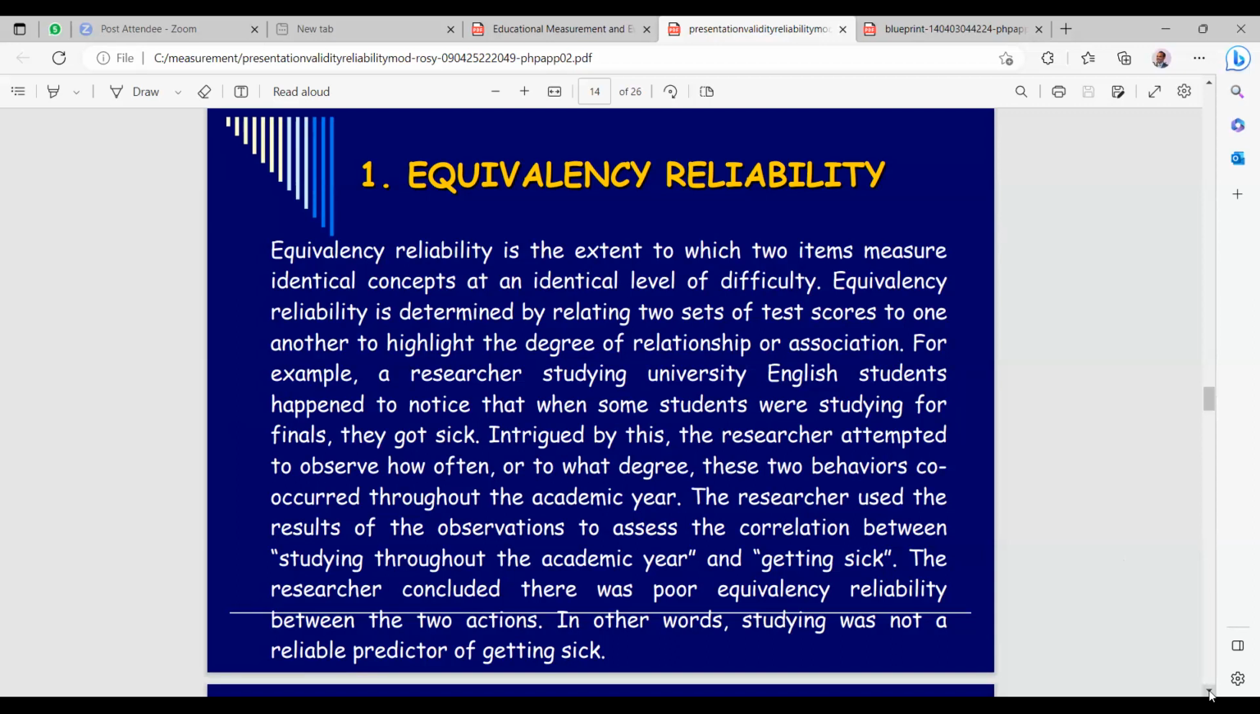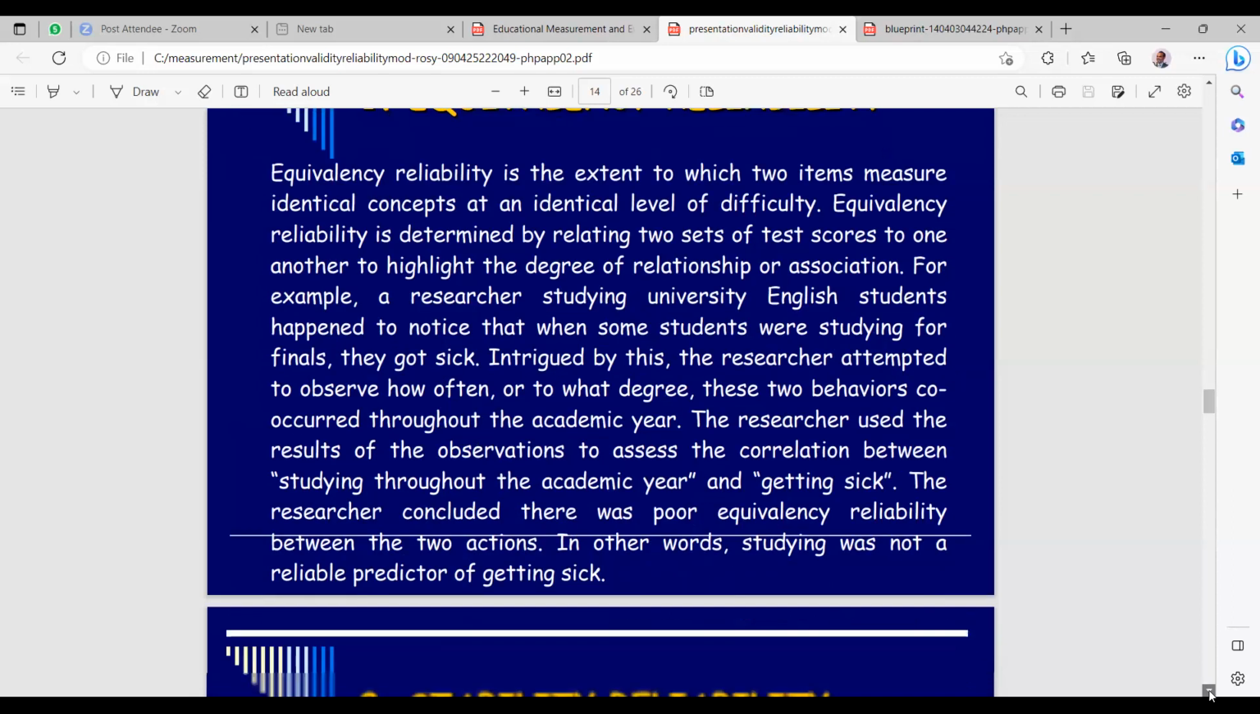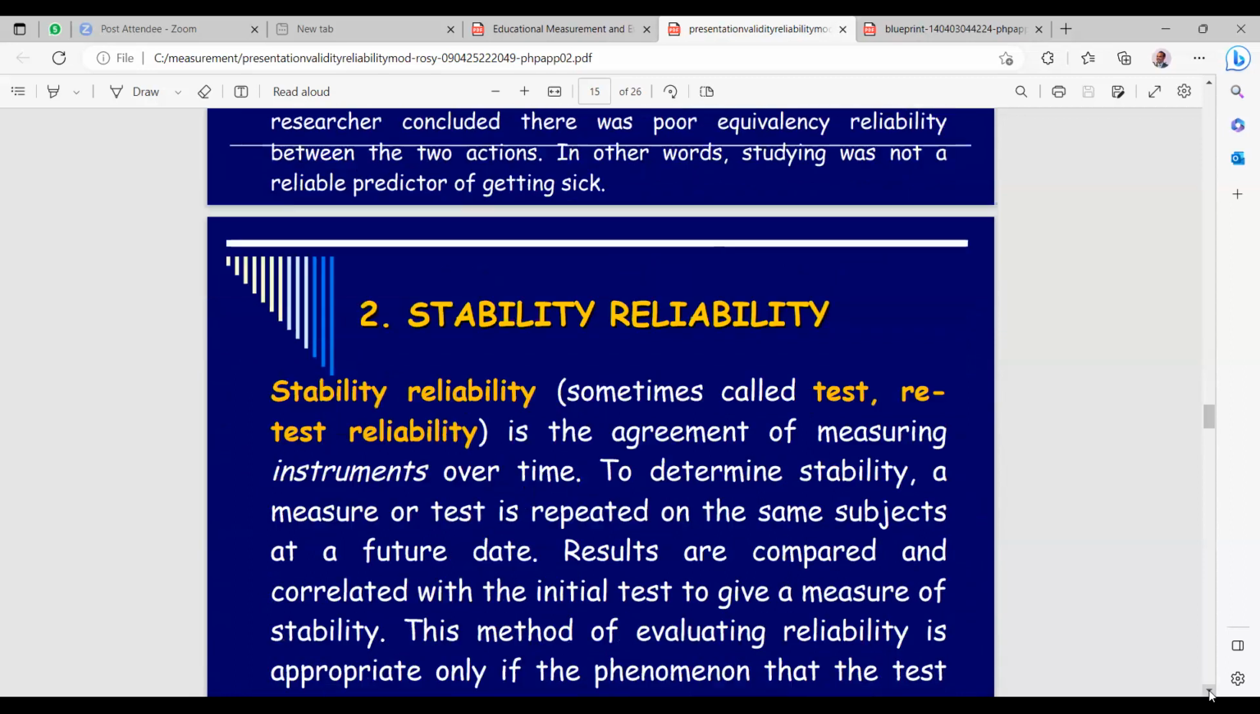If both sets of papers come out with similar results, we say the papers are high in equivalency reliability. They are reliable because it's the same content, same set of students. So if the papers are good, similar in quality, they should produce similar results. So that is equivalency reliability, right?